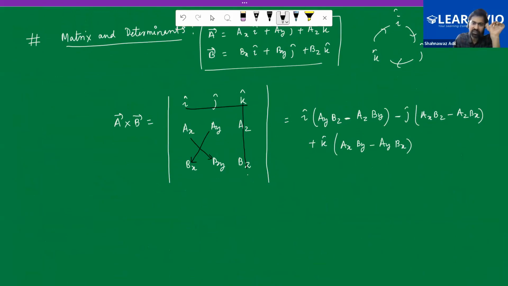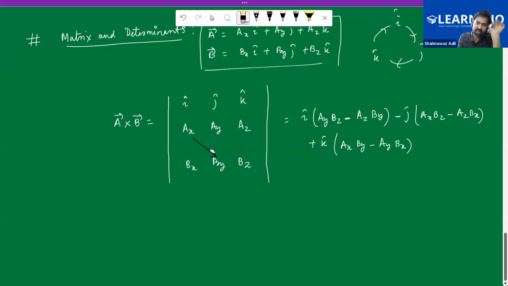If you are taking a positive sign here, then that would be AZBX minus AXBZ, right? But I have taken this minus sign in here. So what is the consistency? How am I taking the product? I'm taking from left to right, right? My arrow is going like this, in every situation, my arrow is going like this.